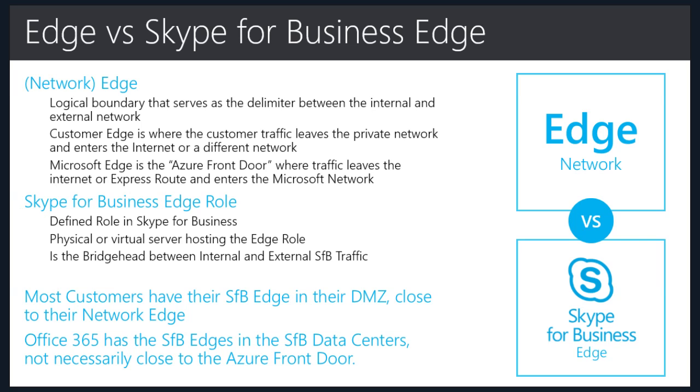Within Skype for Business, there's also an edge role, which is a server role that can be installed on a physical or virtual server. It is basically the boundary between internal and external Skype for Business traffic. So while they perform a similar sort of function, they're very different concepts. We want to make sure that you're aware that when we talk about network edges, we talk about network boundaries, and when we talk about a Skype for Business edge, that's a Skype for Business role.